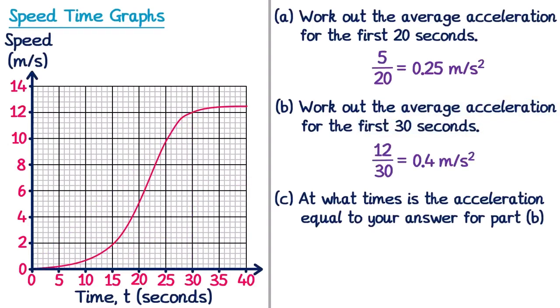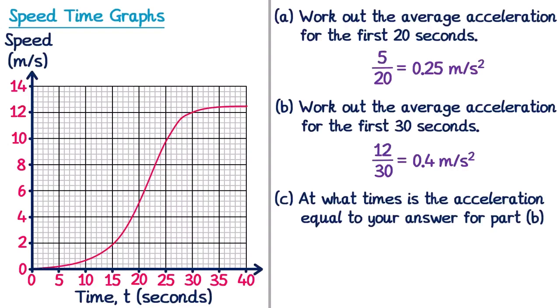I've put this question in just to highlight the difference between the instantaneous acceleration, which is at a particular point where we use a tangent, and the average acceleration, where we connect up 2 points with a straight line.